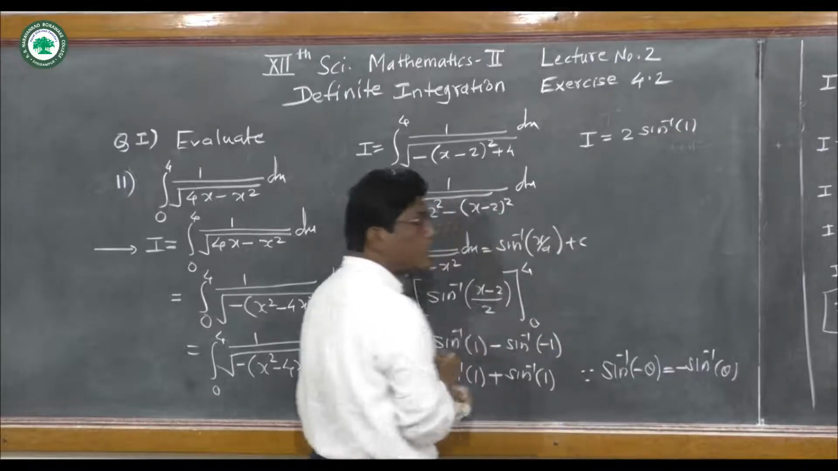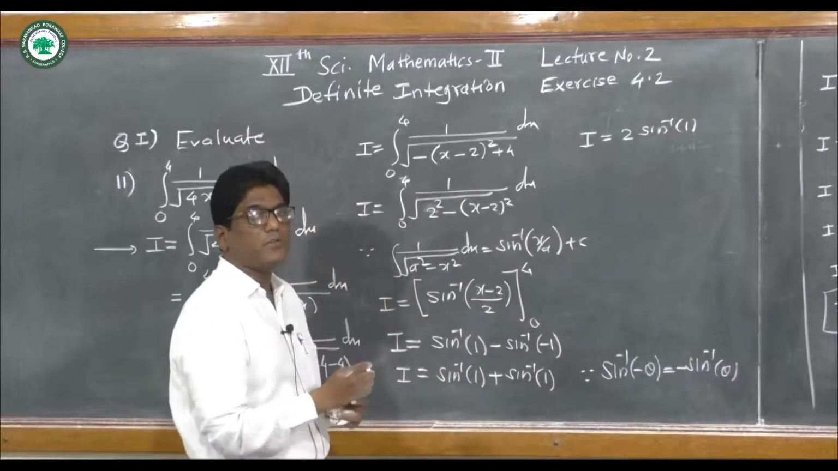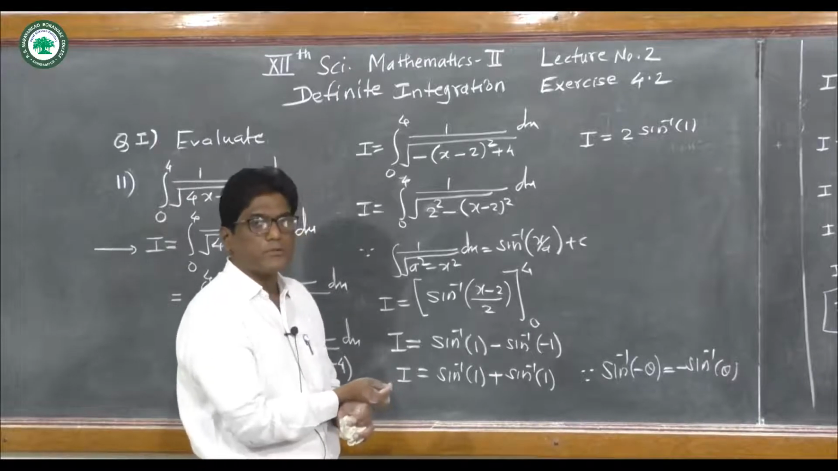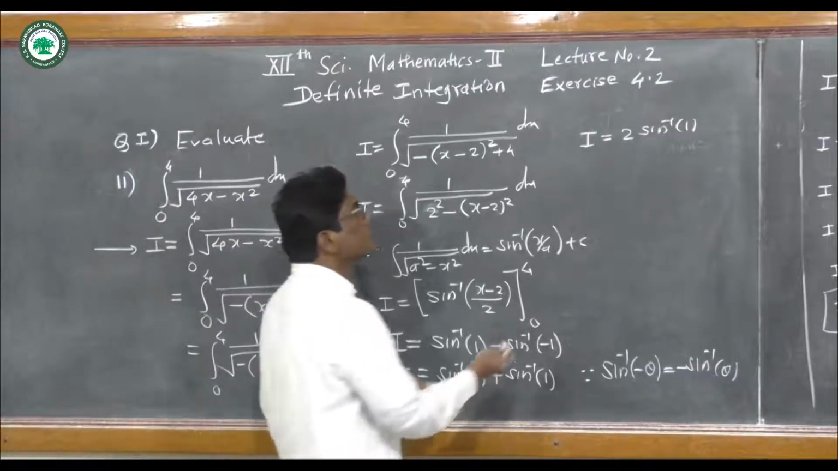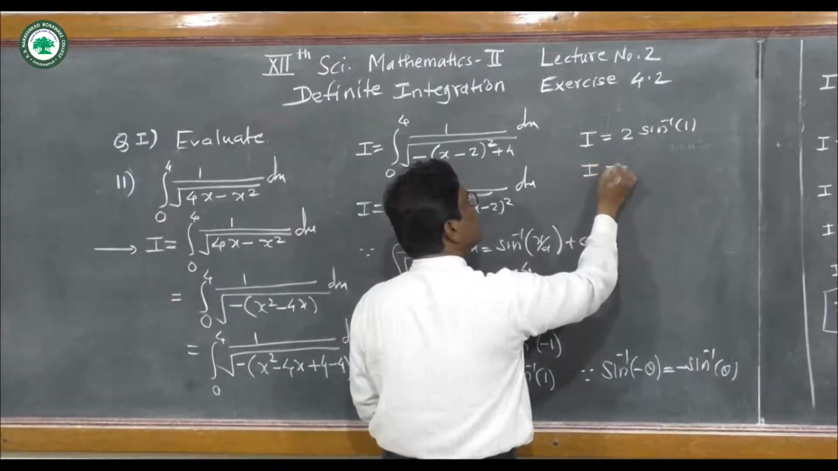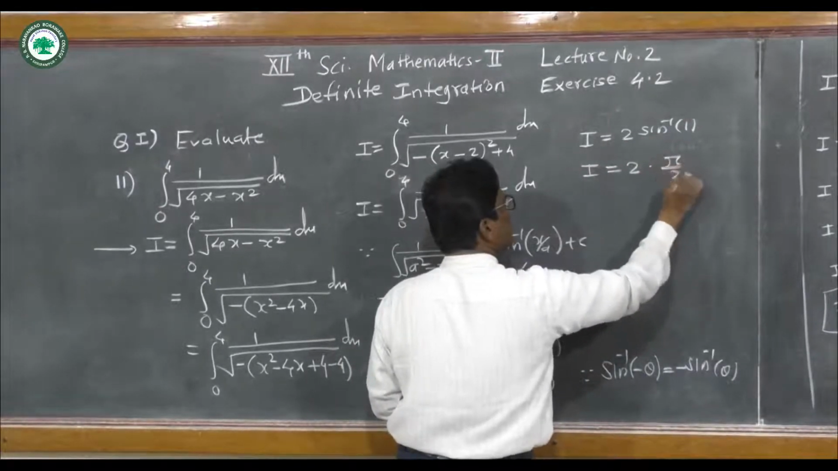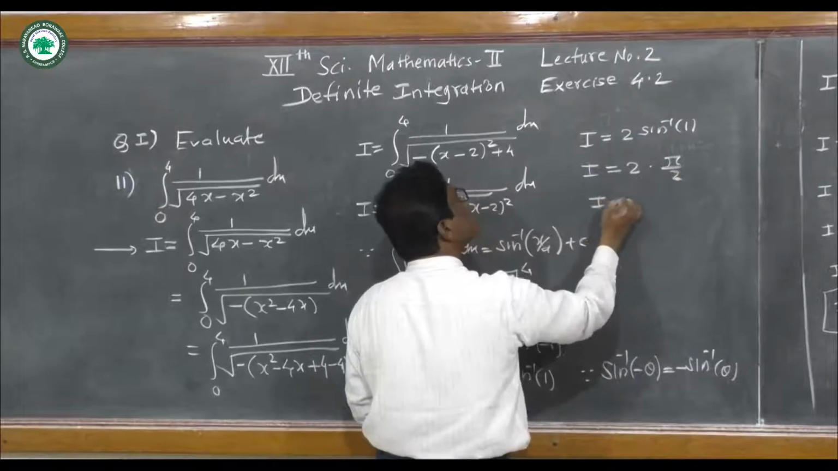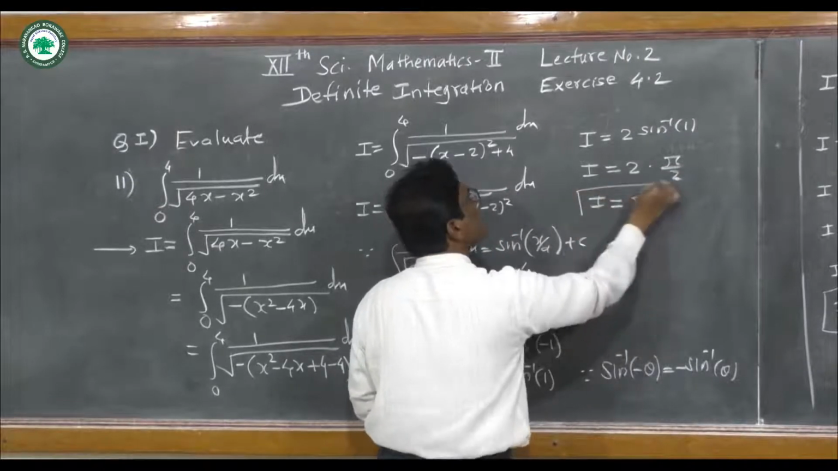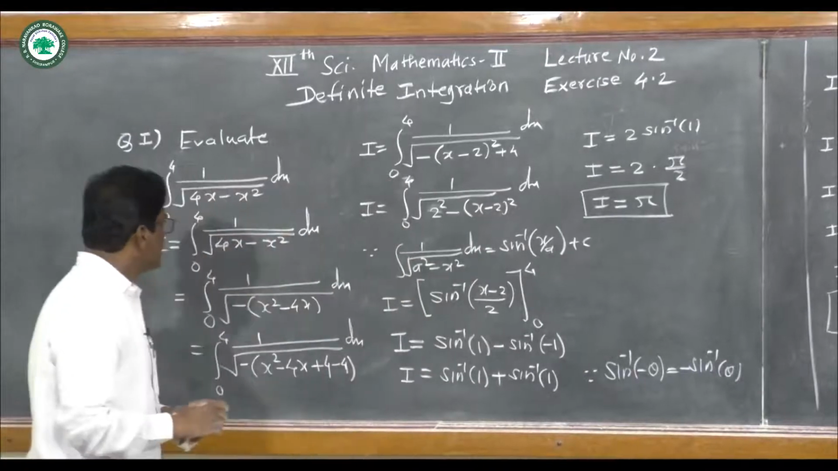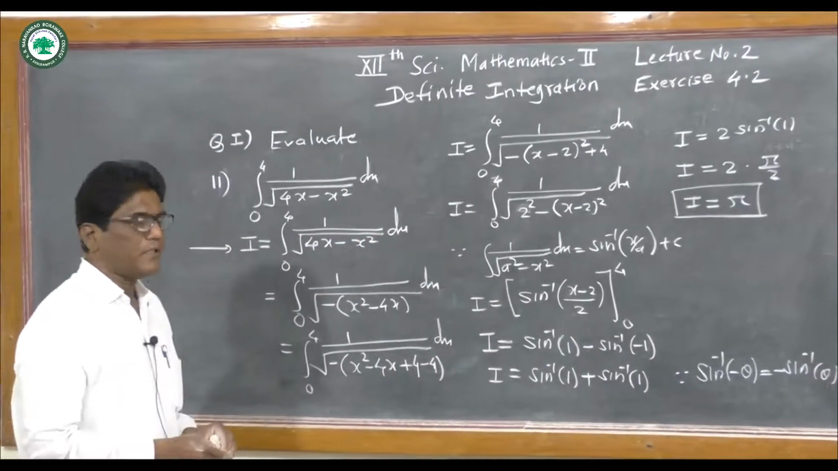So 1 is the value for which angle for sine? That is sine of pi by 2. Sine of pi by 2 is 1. So I is equal to 2 as it is, sine inverse of 1 is pi by 2. This 2 and 2 get cancelled. So I is equal to pi. So this is the final solution. Highlight this solution, take the screenshot. So in this way we have completed the 11th problem.